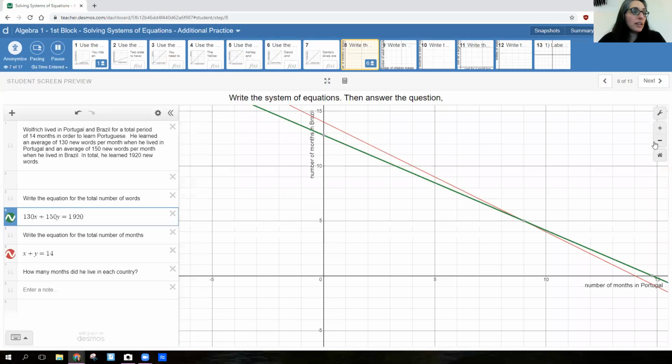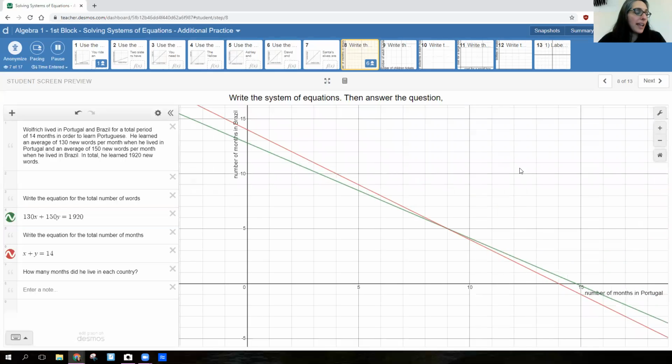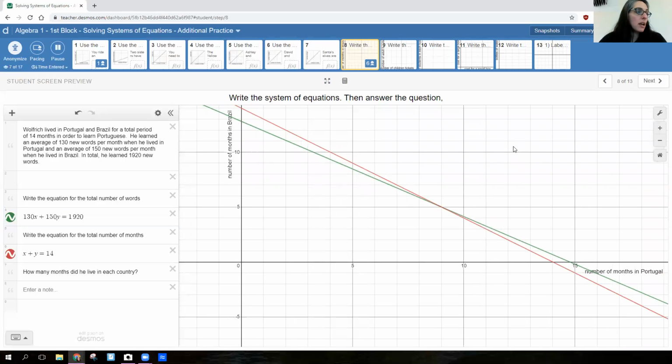So my graph is kind of okay. I kind of want to move it over a little bit, I think. But the solution is still in the same spot that it's always been in all of these other problems. So you don't have to worry about that changing on you. Sometimes you have to really zoom in to find it, but I think it's right about here.